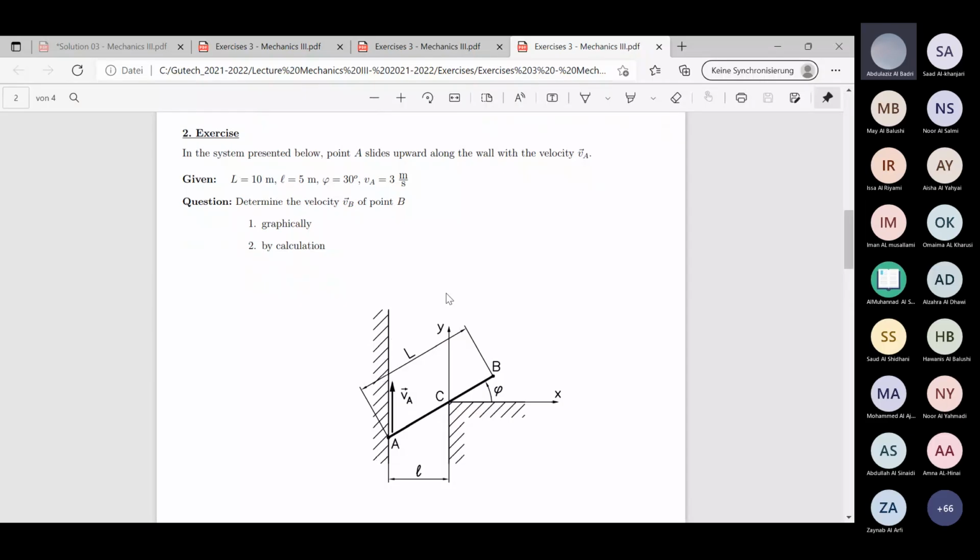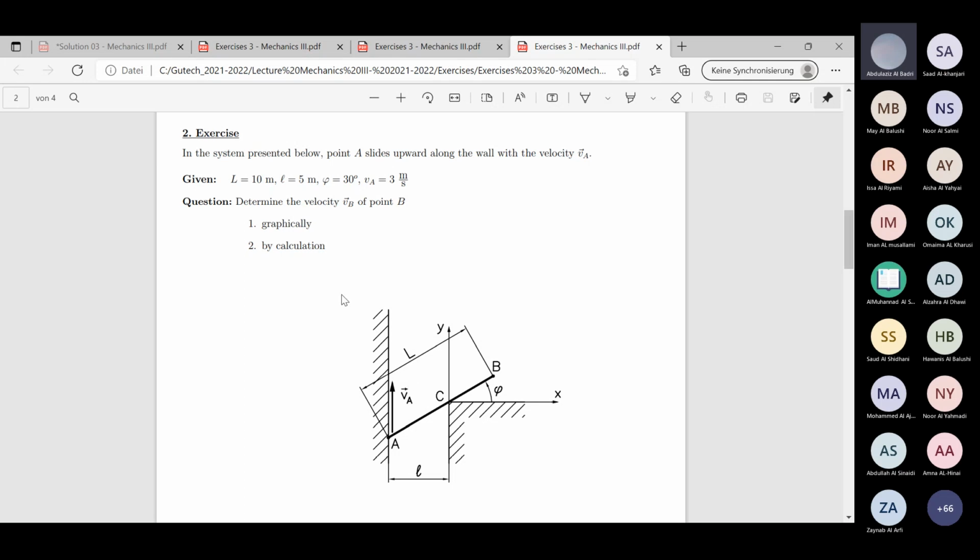The second exercise here, we consider in this system represented below, we have the point A slides upward with the velocity VA, and we want to determine the velocity VB of this point here, graphically and by calculation.